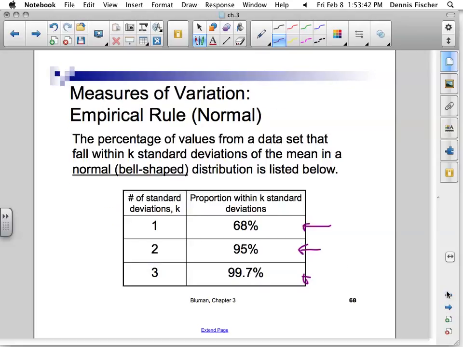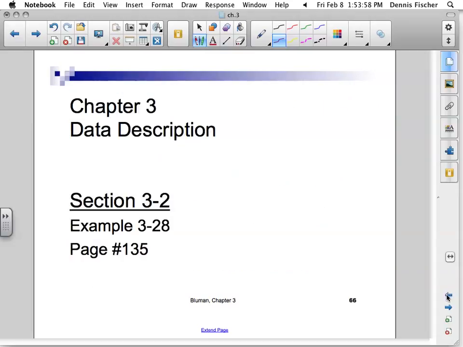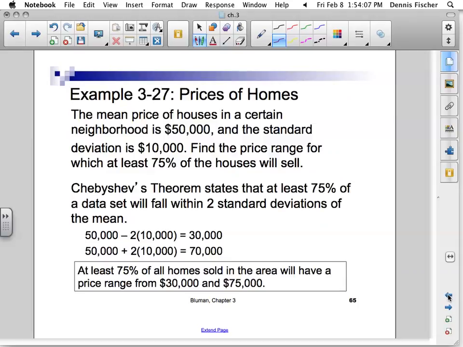What was the formula for that other one? 1 minus 1 over k squared is Chebyshev's. So what are you supposed to do with Chebyshev's if you have only 1 standard deviation? You can't use it. But you might go 1.1, and you're going to get real close to it, but you might be a little bit further off.